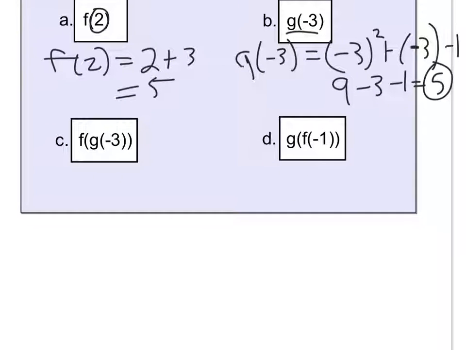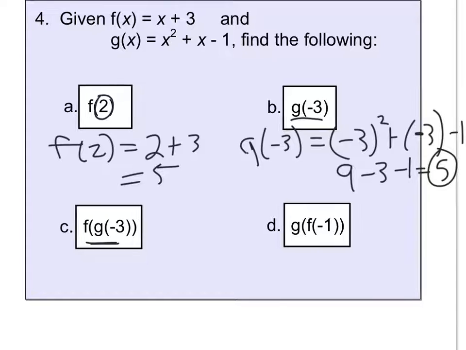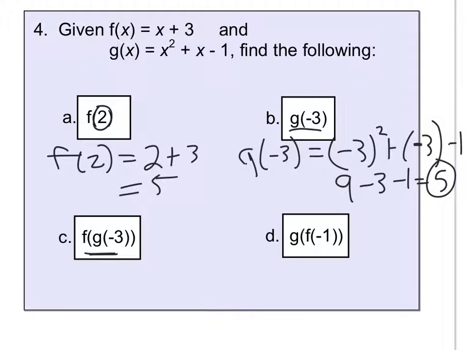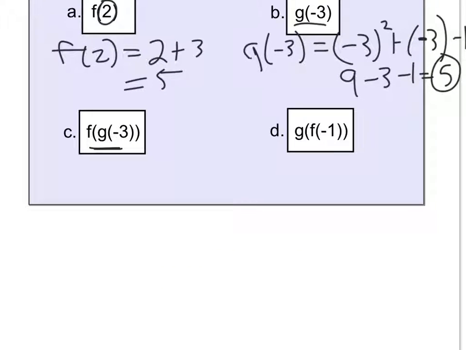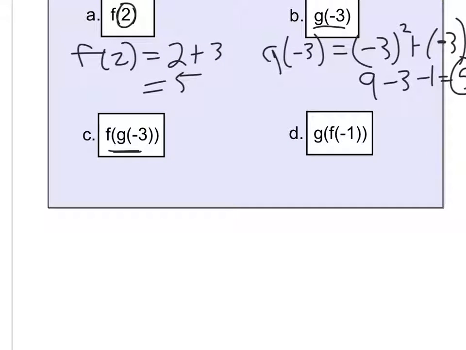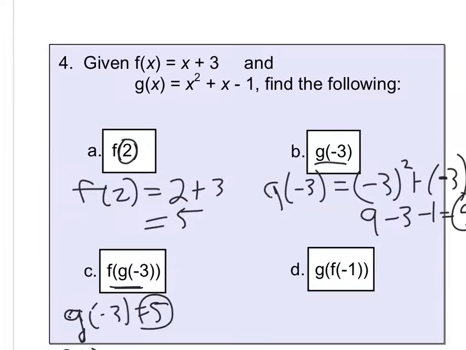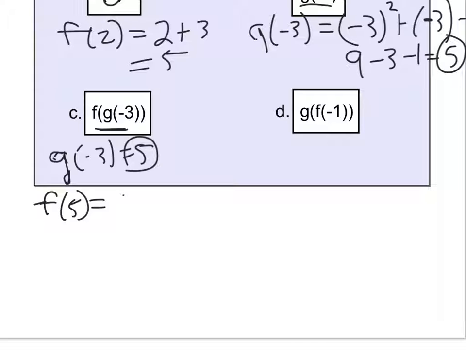So now, what happens here? Well, what I need to do now is run g of negative 3 and then put that answer into f. So I know that g of negative 3 is 5 because I just ran it. So now I'm going to take f of 5. f is x plus 3, so that's going to be 5 plus 3. So my final answer is going to be 8.